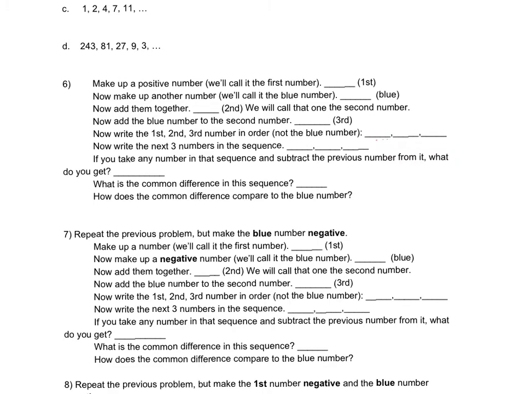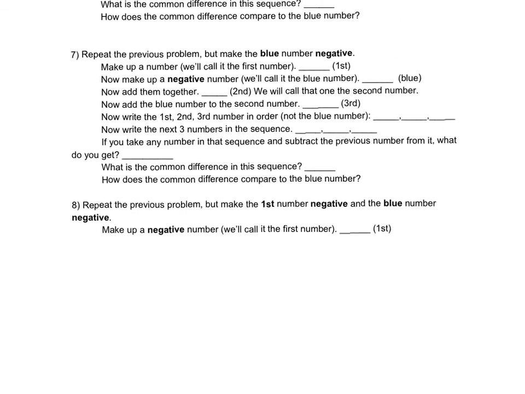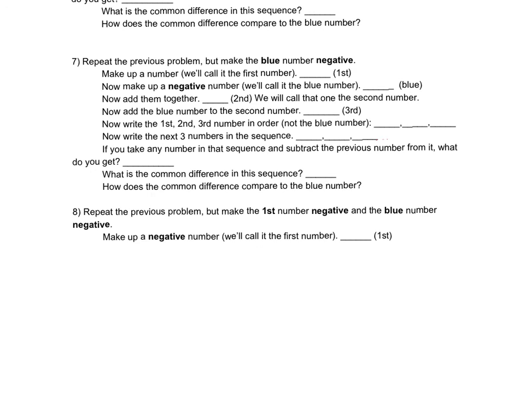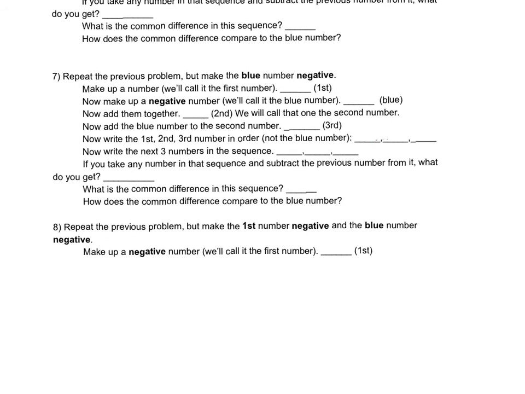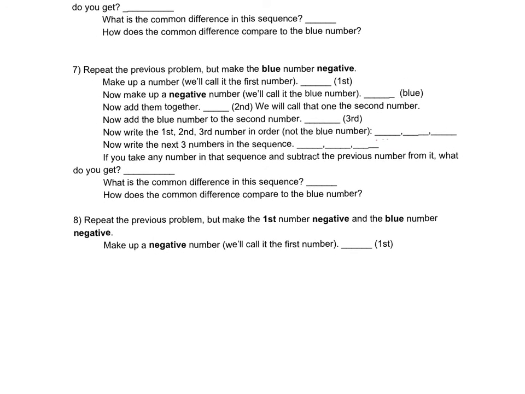Okay, so now I'm going to ask you to go ahead and do the same thing for number 7, except this time make your blue number a negative number and see what happens when you do that. We should end up with the same thing, but I want you to go through the same process through everything, and then see if you end up getting the common difference the same as the blue number when you get that at the end.